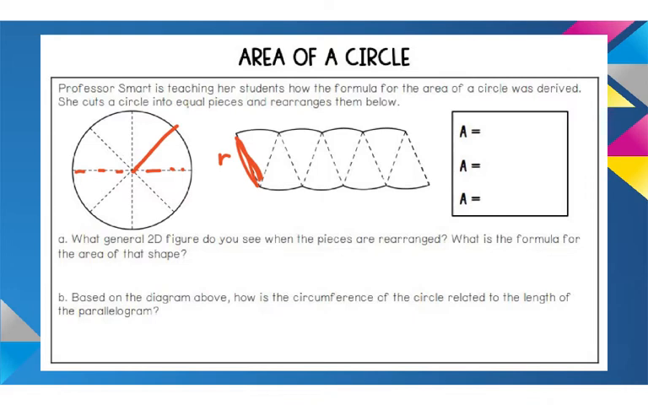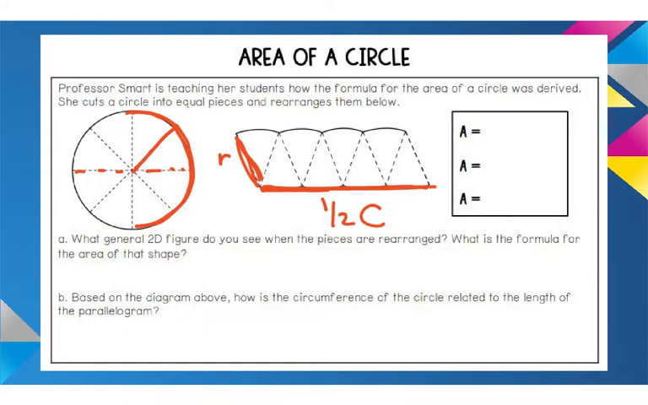In fact, if we look down at our questions down below, it says, what general two-dimensional figure do you see when the pieces are rearranged? What is the formula for the area of that shape? Now, if you'll notice also, and I should specify this, right over here represents about half that circle, right? So that's about halfway around. So that represents about 1/2 of the circumference of a circle.